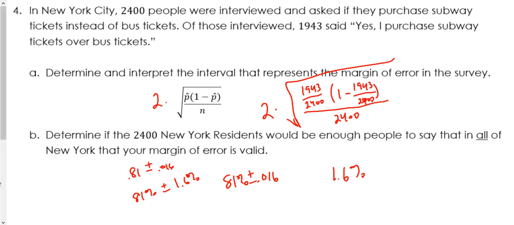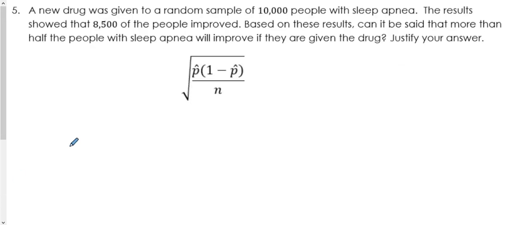All right. And then one more. A new drug was given to a random sample of 10,000 people with sleep apnea. The results showed that 8,500 of the people improved. Based on these results, can it be said that more than half of the people with sleep apnea will improve if they are given the drug? Justify your answer. Again, they didn't say what confidence to use, so we're going to do 95%, which would make this a 2. So we've got 8,500 out of 10,000.